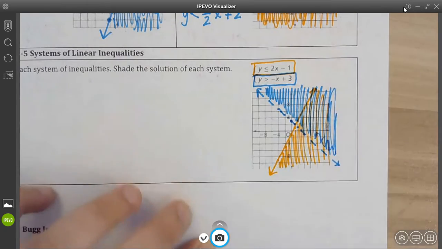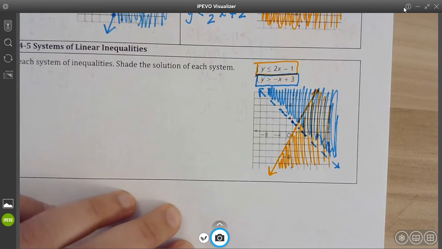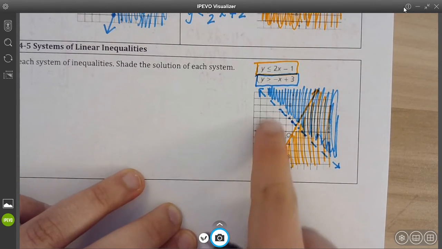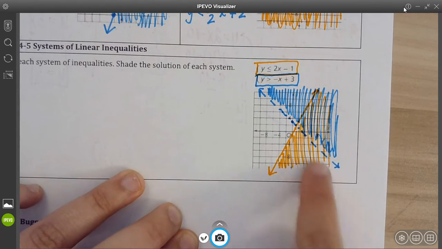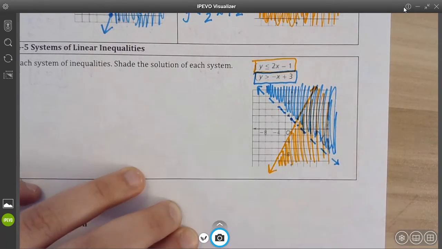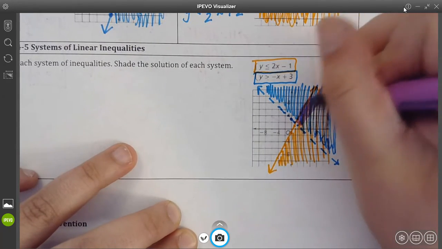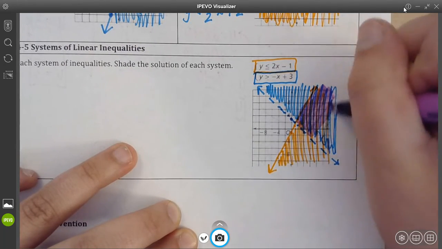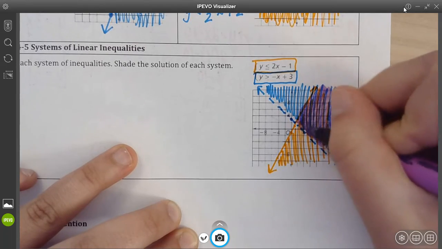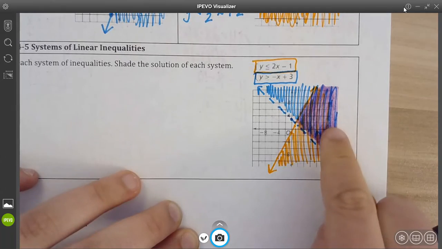Now, it's important to understand what the solution actually is here. There's a region where there's no shading at all. There's a region where it's just orange. There's a region where there's just blue. And there's a region where it overlaps. The solution to our system of inequalities is only this overlapping region. So I'm going to highlight that in purple.